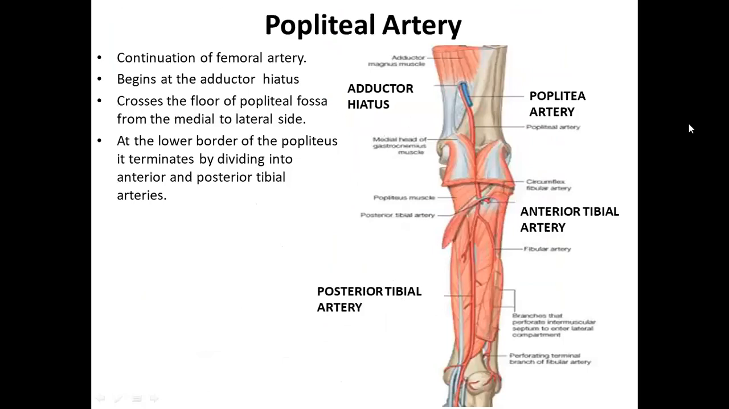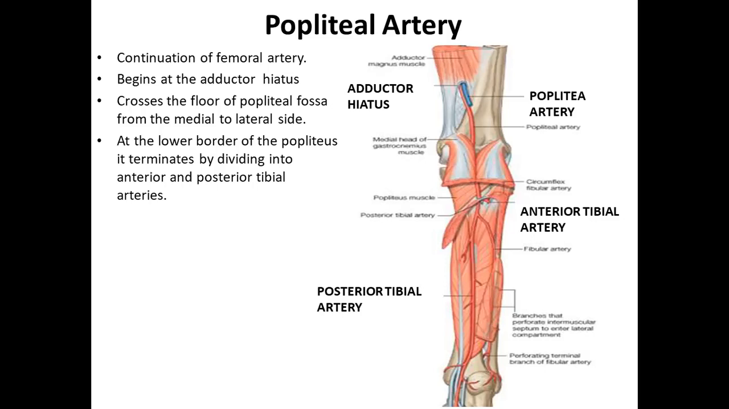Okay, then coming to the important artery you see here, we will be discussing the different contents of the fossa in detail. So coming to the popliteal artery, as we have already seen in the lower limb, we saw the femoral artery. Then we saw that the femoral artery ends up as what? It ends up as the popliteal artery.